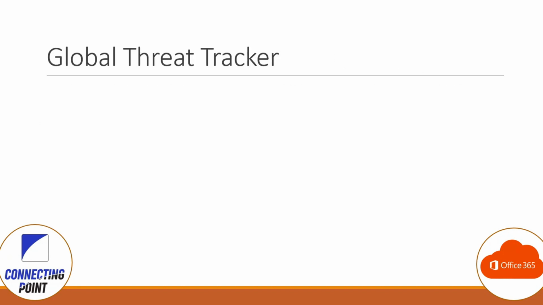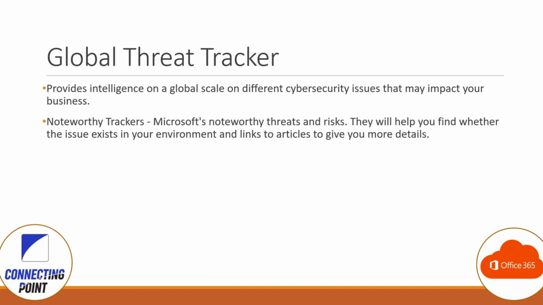The next thing is the global threat tracker. This provides intelligence on a global scale on different cybersecurity issues that may impact your business. So it just kind of gives you a heads up of what threats are out there. And if something is vulnerable and you have, let's say, a specific server or specific instance running in your environment, then you can take some steps to hopefully mitigate the threat before it may or may not attack your business.